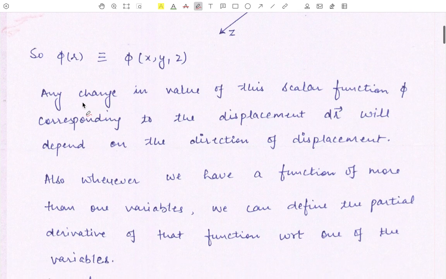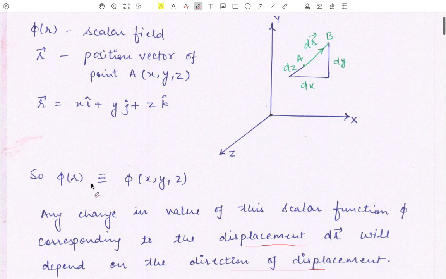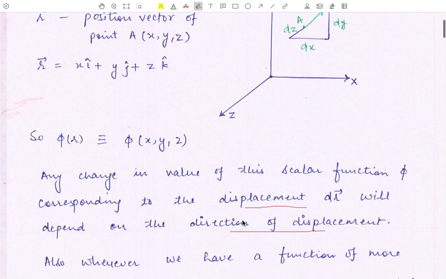Now any change in the value of this scalar function phi(r) corresponding to the displacement dr will depend on the direction of the displacement. What this means is that if we make any change in this phi(r) corresponding to a displacement dr, then that change will depend on the direction of displacement.